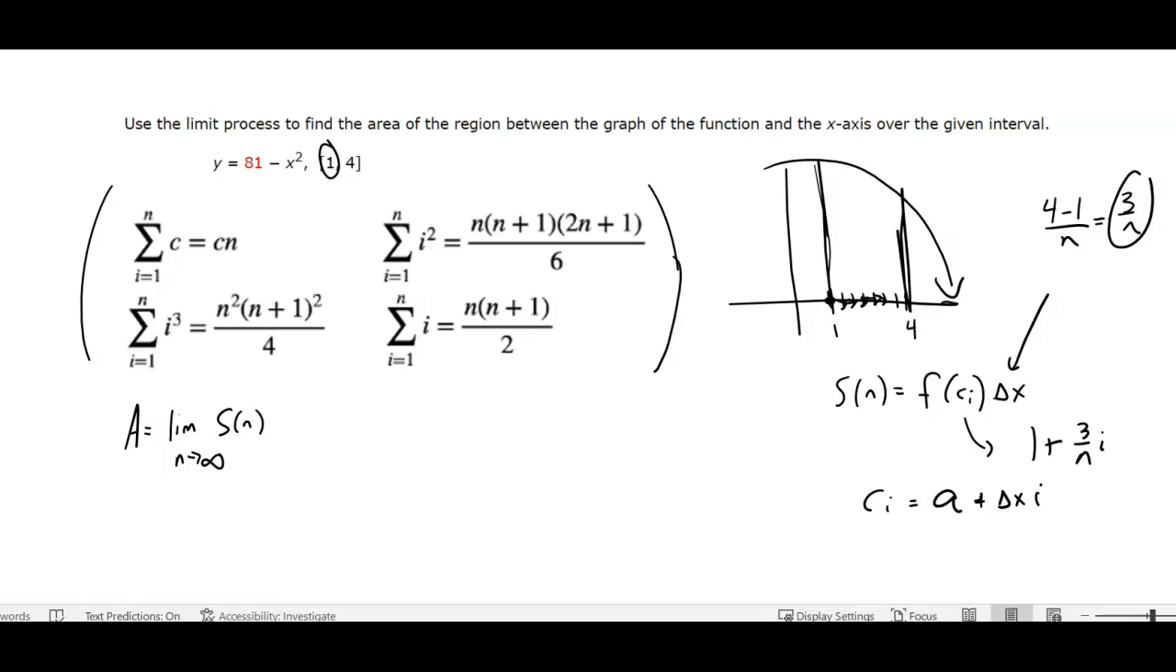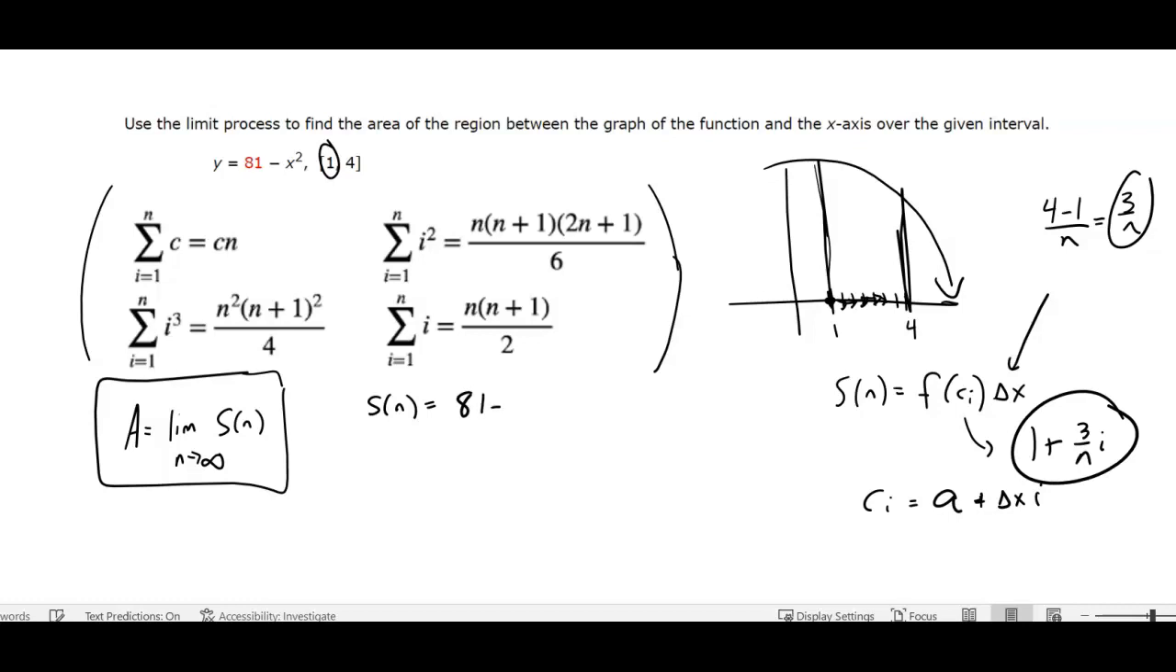Okay, so that means S of n, we'll come back to the area. We've just got to do a lot of algebra here to find S of n. That's going to be my function evaluated at 1 plus 3 over n times i. So that's 81 minus x squared, where x is 1 plus 3 over n times i. So I've got to square that, so be careful with that. And then times delta x, which is 3 over n.